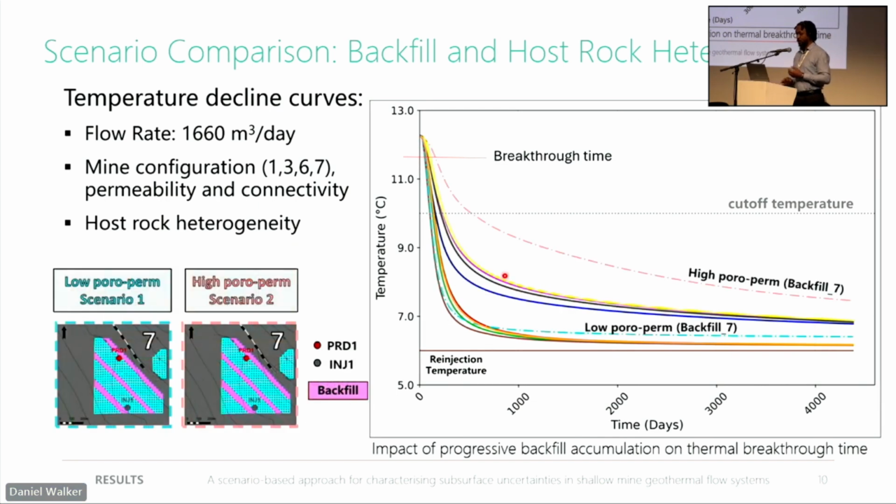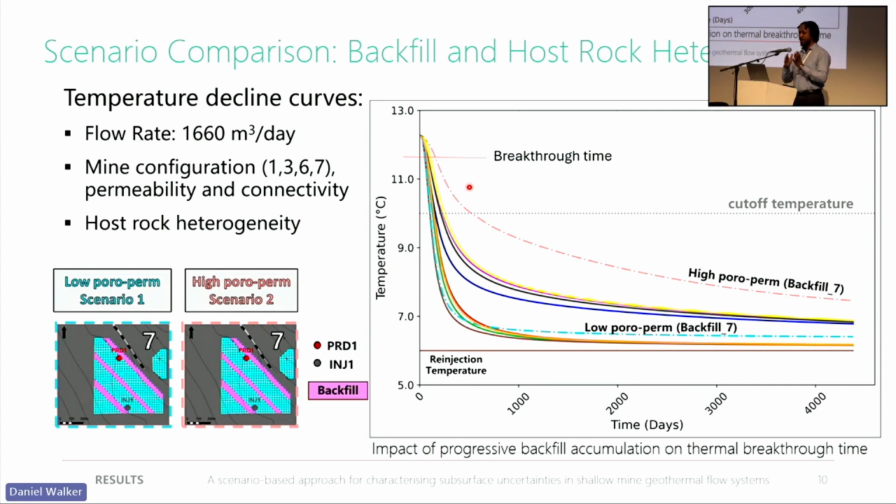But when I introduce a backfill material, if you look at the map on the bottom left, when I introduce a backfill material in between the flow pathway of the injector and the producer, we can now see the impact in the dashed lines. So the high host rock permeability scenario 2 is the dashed line here, and then the teal line is the low porosity permeability scenario. And we can see that there is delayed breakthrough time in this case.